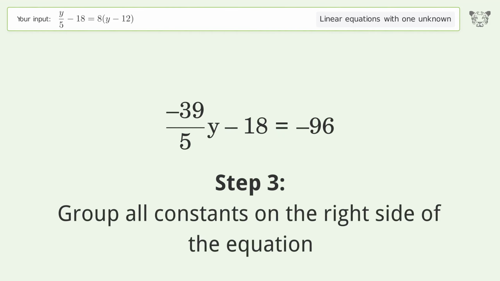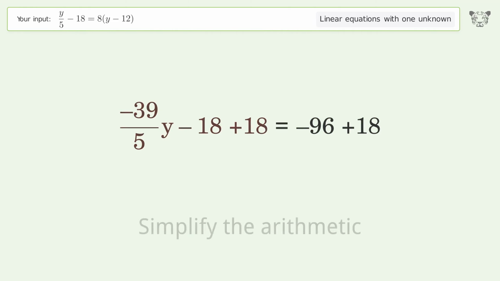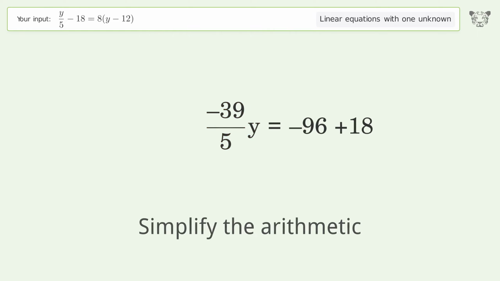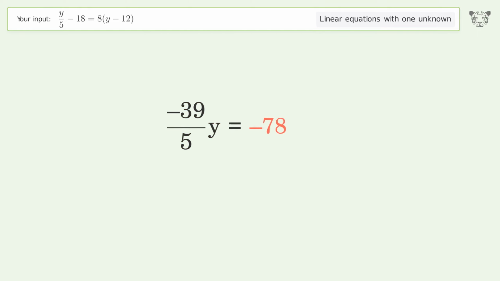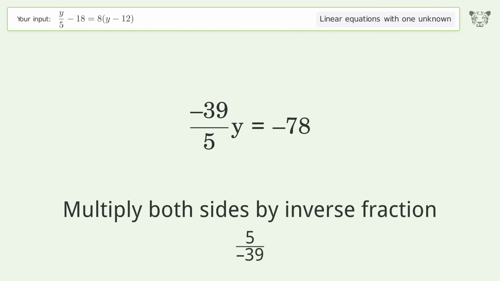Group all constants on the right side of the equation. Add 18 to both sides. Simplify the arithmetic. Isolate the y. Multiply both sides by inverse fraction 5 over negative 39.